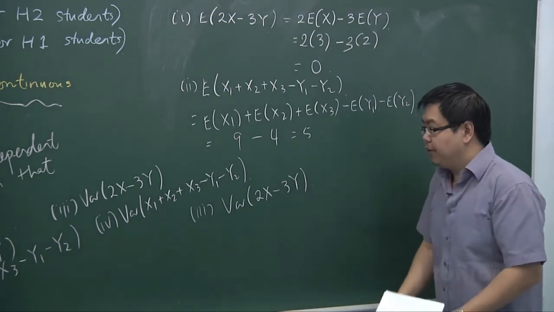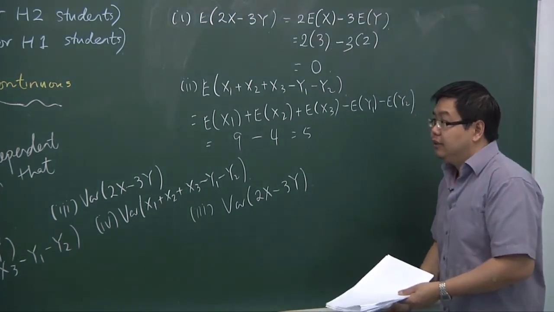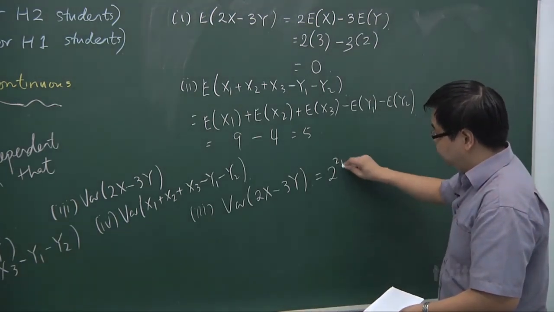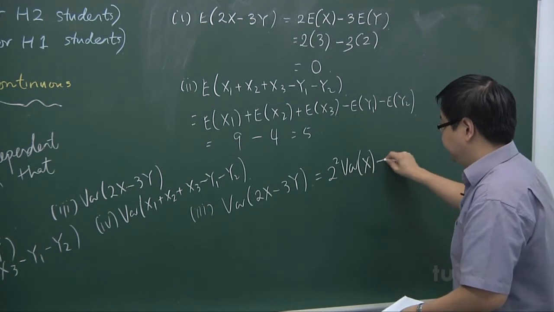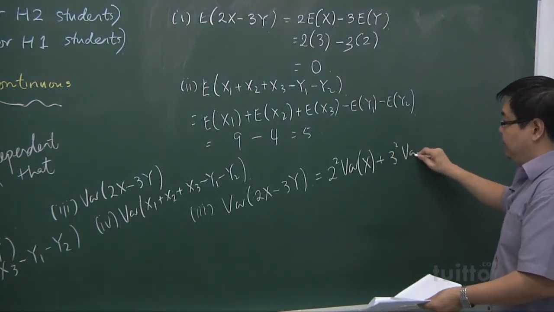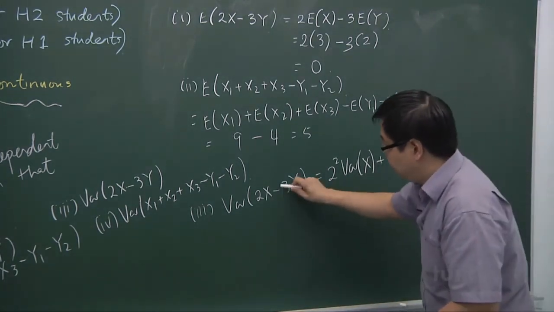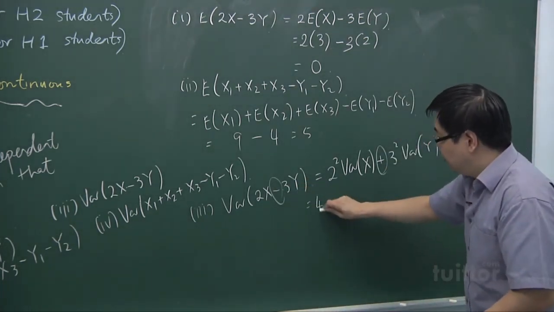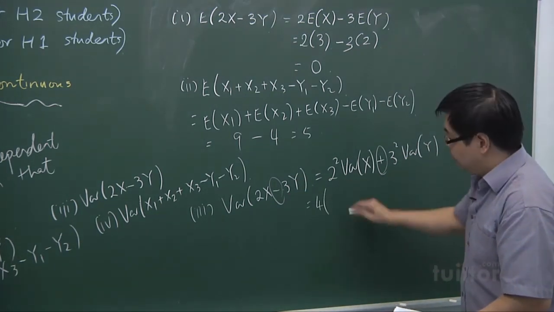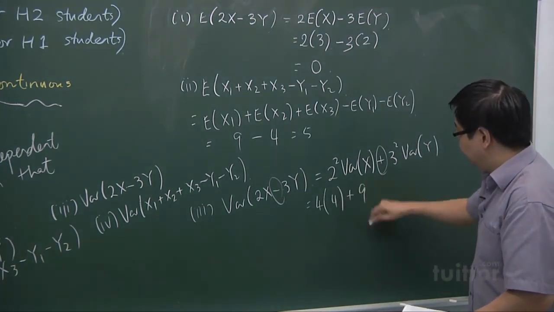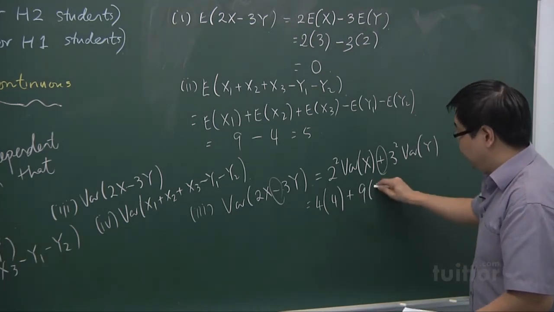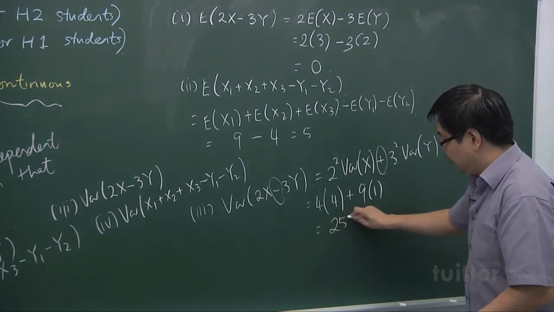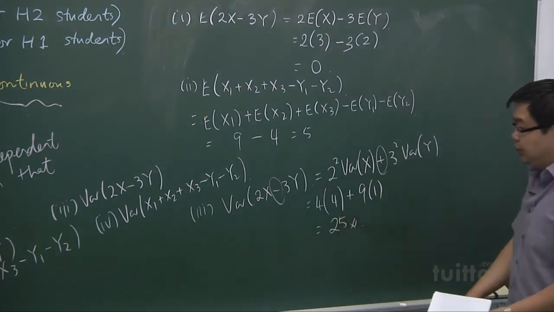You want to find the variance of 2x minus 3y. Now we are given that x and y are independent random variables, so we can break it up. Take note that even though this is a minus, this will always be a plus. So it gives you 4 times the variance of x, which is 4, plus 9 times the variance of y, which is 1. And 16 plus 9 gives you 25. That is part 3.